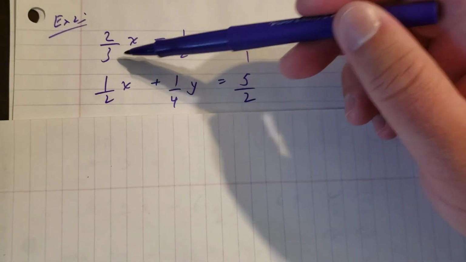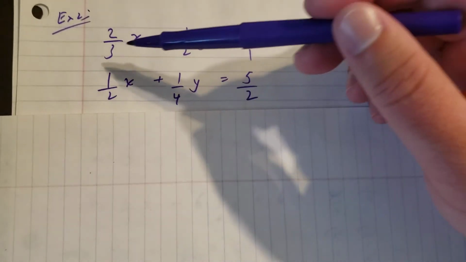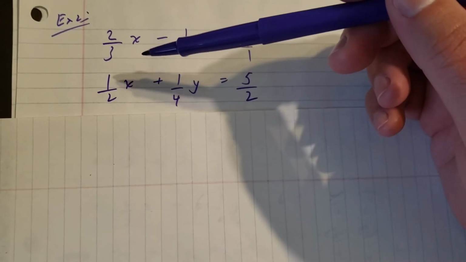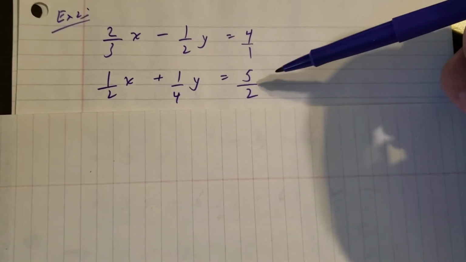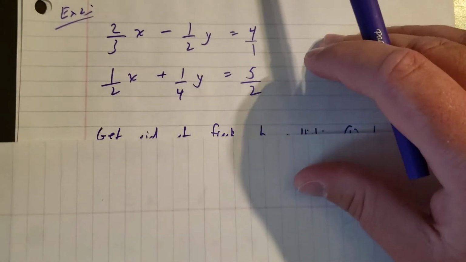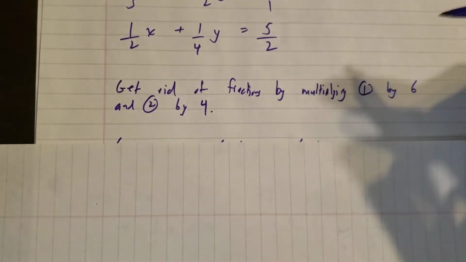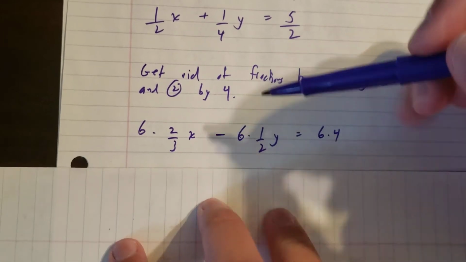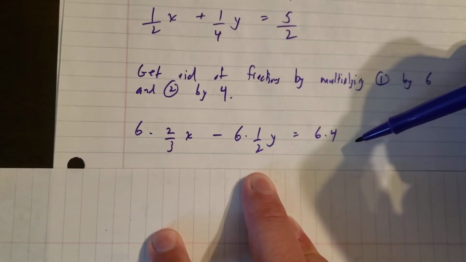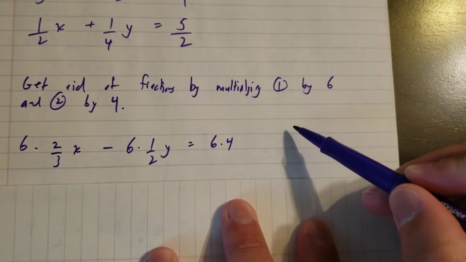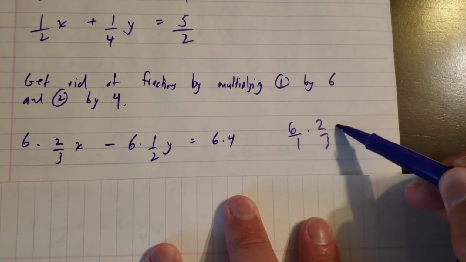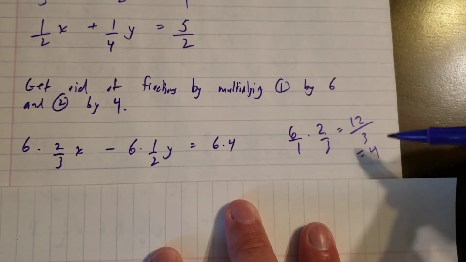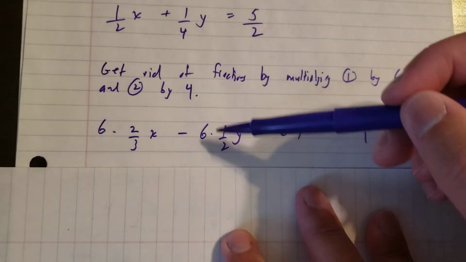So my denominators here are 3, 2, and 1. To get rid of these fractions, I multiply by a common denominator. My common denominator here could be 6, right? So when I multiply everything by 6, that is going to give me 6 times 2/3 x minus 6 times 1/2 y equals 6 times 4. So 6 times 2/3 x, remember that's 6 over 1 times 2 over 3, which can be written as 6 times 2 over 1 times 3, which is 4, all right? Same process here now.